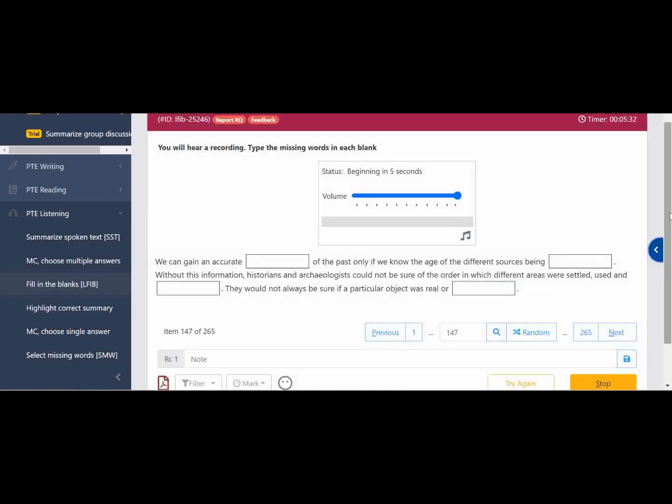So this is the first example. Keep your pen and paper ready. We can gain an accurate knowledge of the past only if we know the age of the different sources being investigated. Without this information, historians and archaeologists could not be sure of the order in which different areas were settled, used, and abandoned. They would not always be sure if a particular object was real or forgery.